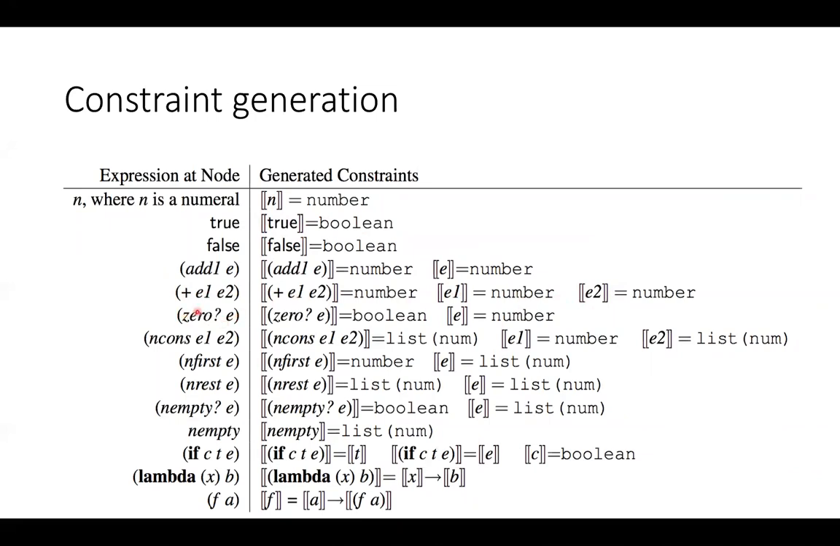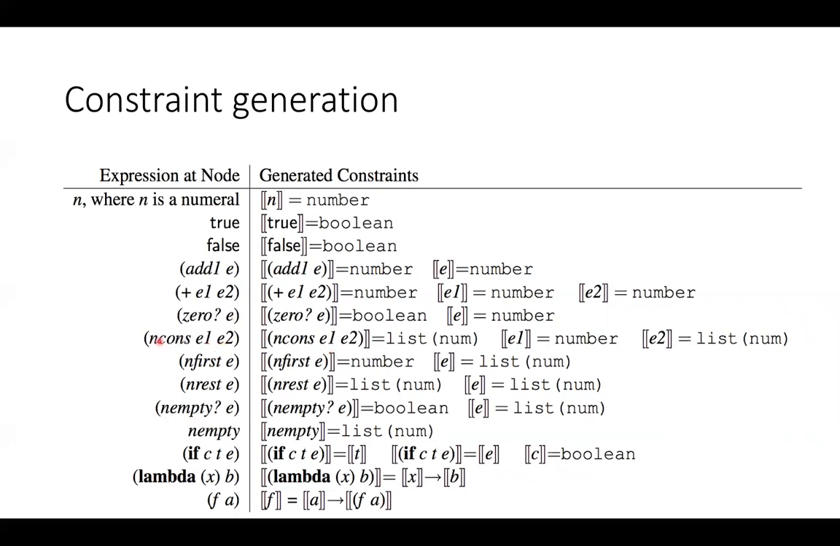You can imagine what the zero question mark thing does. This accepts as input an integer and returns as output a Boolean. So the output type will be Boolean, the input type will be number. I'll just keep working through this really quickly. I just really want you to get the idea. The most interesting things are down at the very bottom.